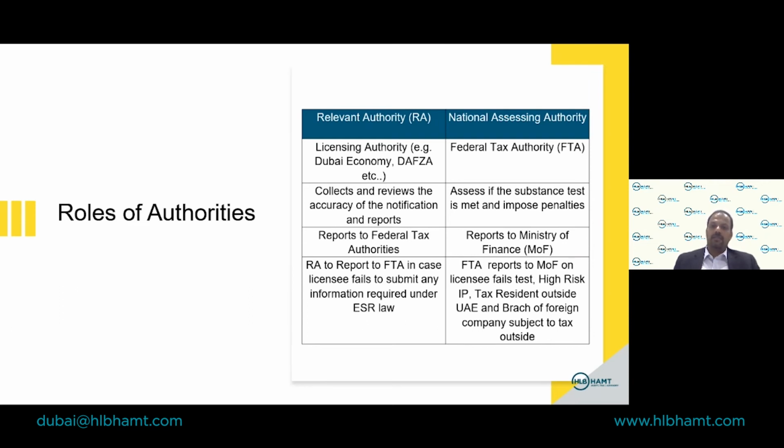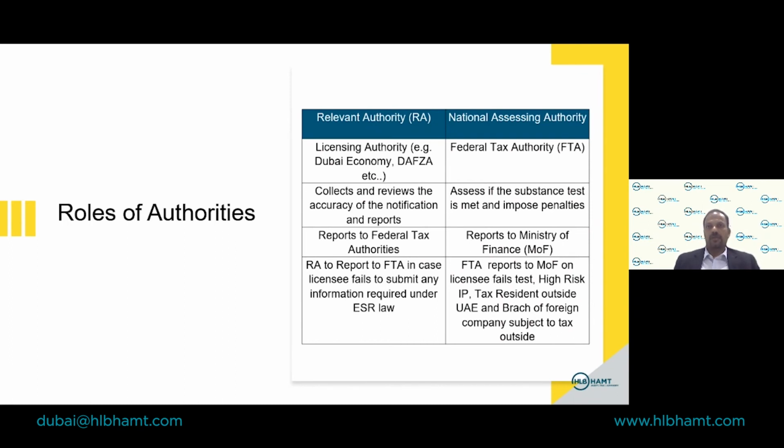And then report to the Ministry of Finance in case there is a violation, or in case they want to report a high risk IP, or something which they feel goes cross border. Then of course they have to report to the Ministry of Finance. And the FTA reports to the Ministry of Finance on licensee fail test, number 1, and number 2, high risk IP. And we were discussing earlier about tax residents outside the UAE and subject to tax and those categories.